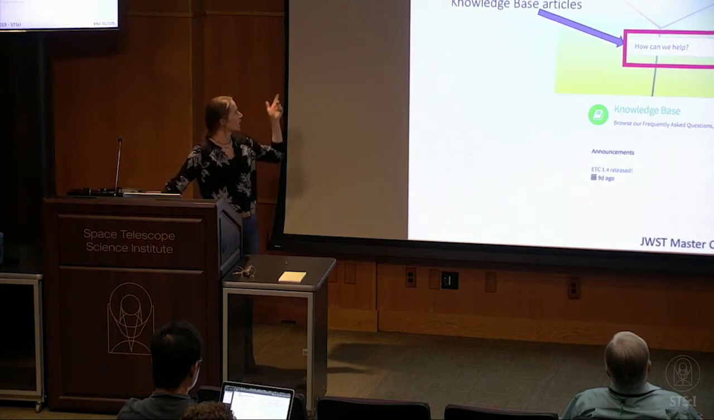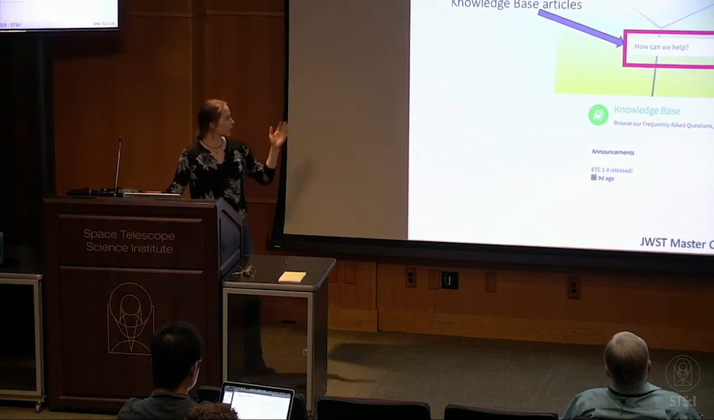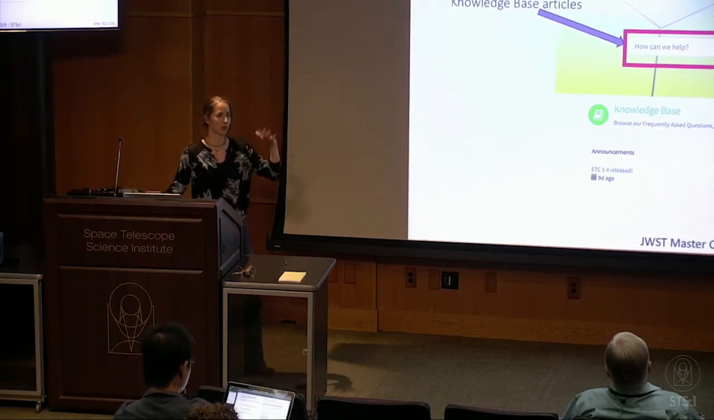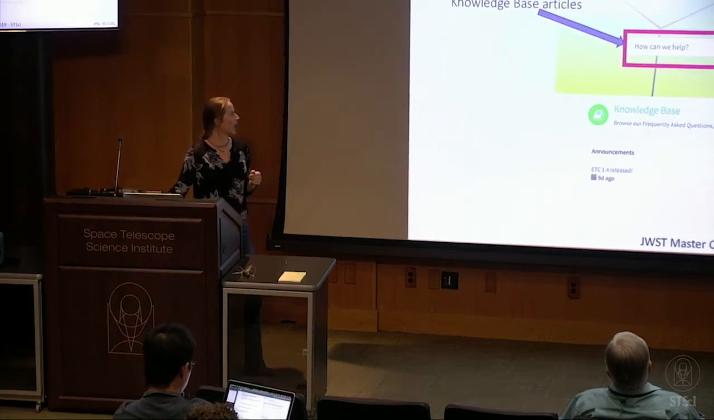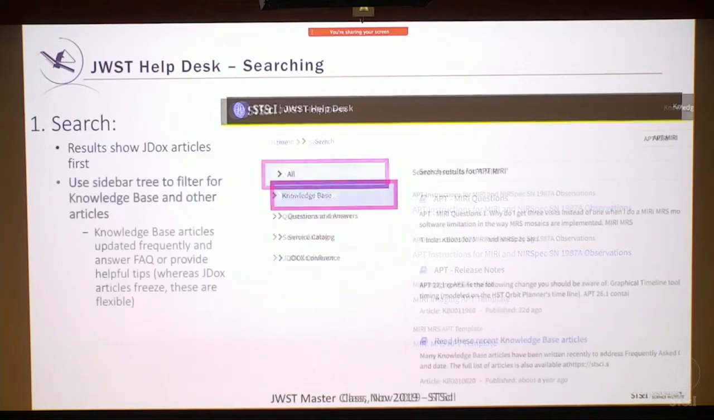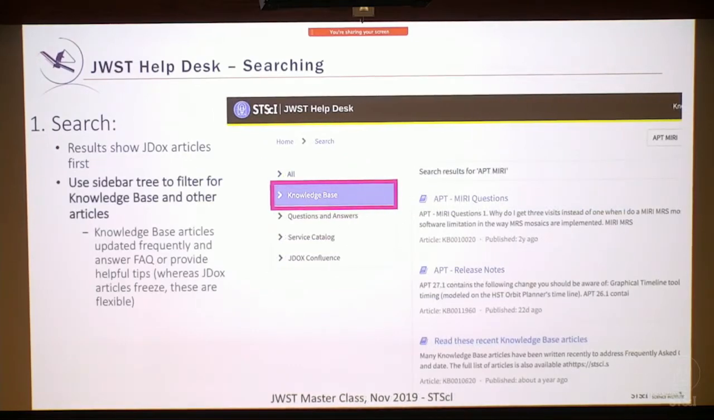As I said, you can search in here, the How Can We Help button. When you start typing, you will see suggestions in there, and you will get knowledge-based articles and JDocs. Skip that page. I put on here that it shows JDocs articles first. That's not true. You do see knowledge-based articles first, and you'll notice that it's a knowledge-based article because it has this little book icon next to it.